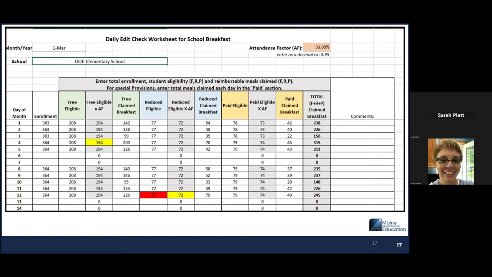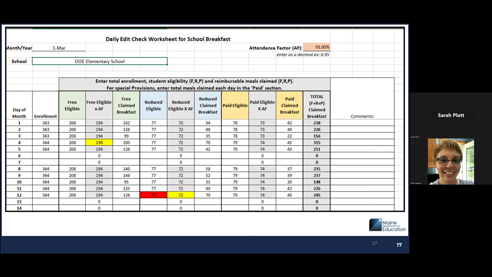And then on March 12th, you'll see the reduced eligible students. There's 77 reduced eligible students times the attendance factor is 72. On any given day, you'd have no more than 72 students that are eligible for reduced breakfasts. And on this day, they claimed 79 breakfasts.